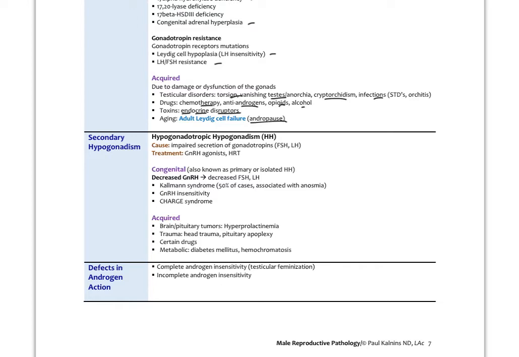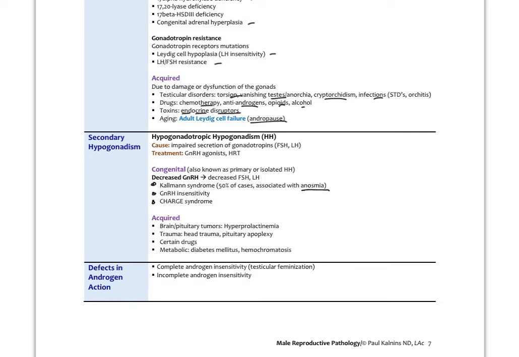So congenitally, we can have decreased GnRH, and that would decrease FSH and LH. And examples of this would be Kallmann syndrome. That's about 50% of cases of this. And that's where, again, from the olfactory bulb, the GnRH secreting neurons don't migrate into the hypothalamus properly. And this one's associated with loss of smell, anosmia. GnRH insensitivity and CHARGE syndrome, these are also examples of congenital decreased GnRH.